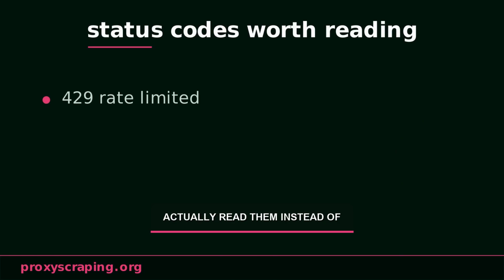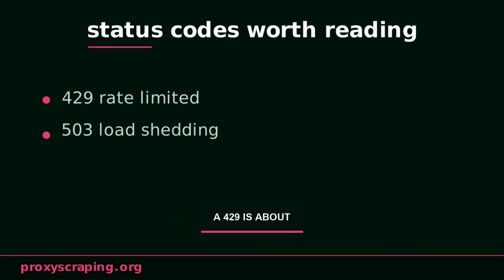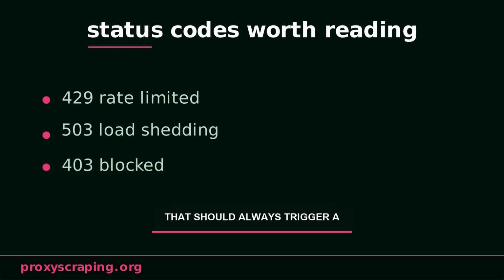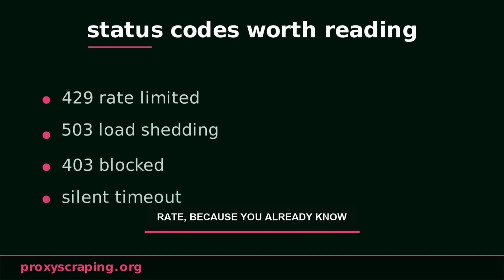Status codes are the most direct signal a target ever sends you, and they each mean something specific if you actually read them instead of just checking for a 200. A 429 is about as unambiguous as it gets. The site is telling you directly that you're over the rate it's willing to allow. That should always trigger a backoff. It should never trigger a retry at the same rate, because you already know what happens the second time you send that same load into a wall that just told you to stop.